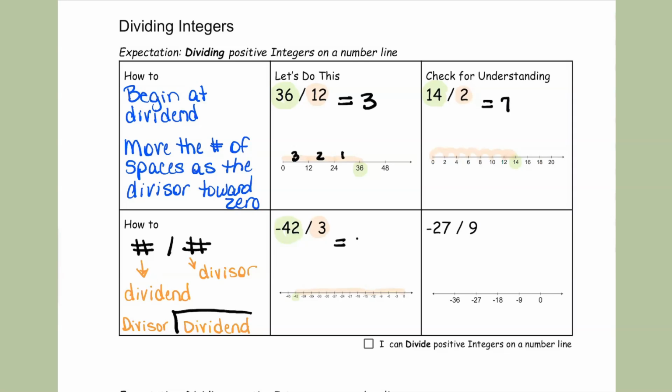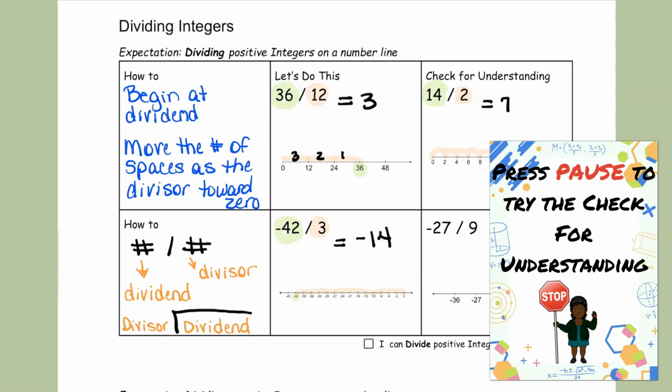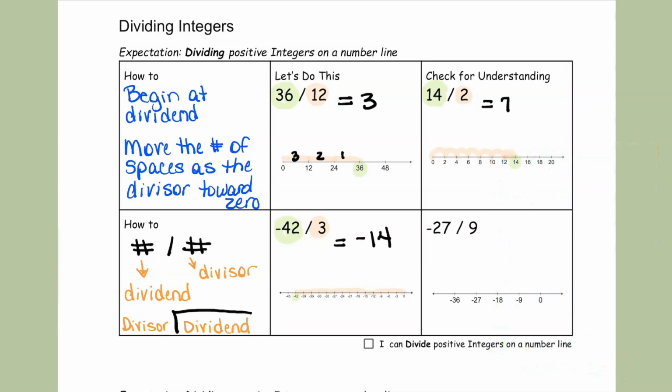And that answer is negative 14. We jumped 14 spaces to get all the way back to 0. Very good. Hit that pause button and I want you to try this next one: to jump from negative 27 down to 0 using increments of 9.